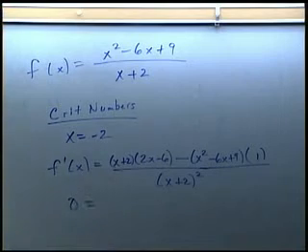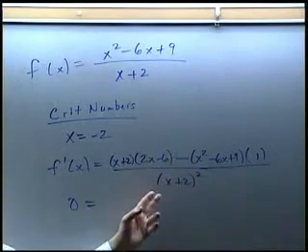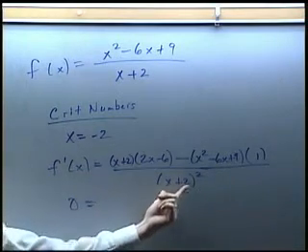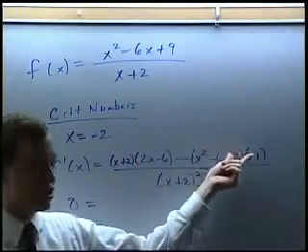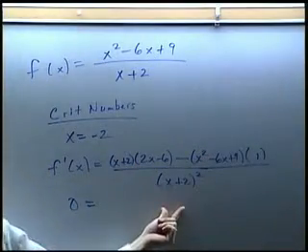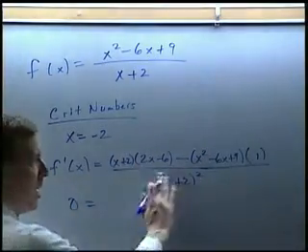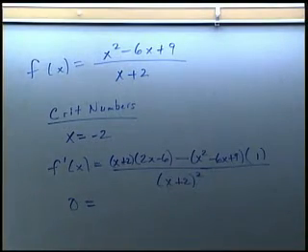And my goal is to set this function equal to 0. Whenever we have a fraction and we're trying to set it to 0, do we need to worry about the denominator? No, because if I can get the numerator to turn into 0, 0 divided by anything is 0. So in my mind, I can just ignore this x plus 2 squared.